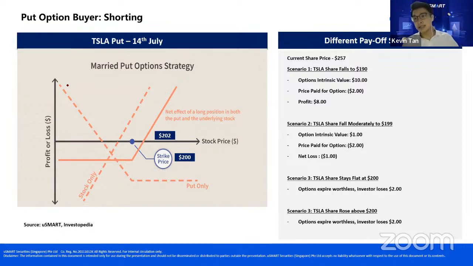And of course, the last scenario is if Tesla share actually rises above $200, the investor will lose the full option premium since there's no real value to the option. This is because you can definitely fetch a better price in the open market compared to exercising your option to sell your shares.